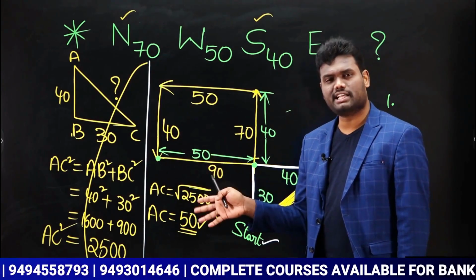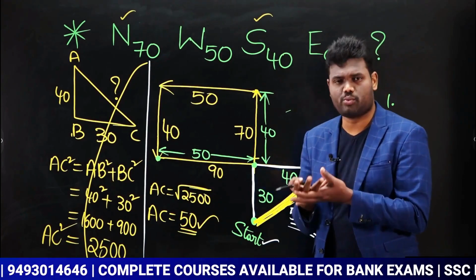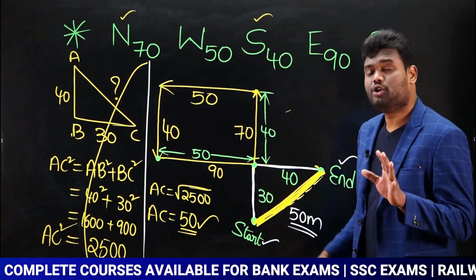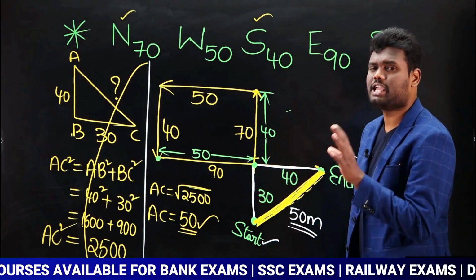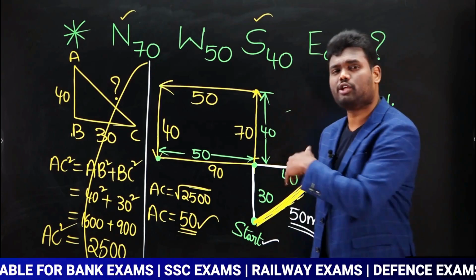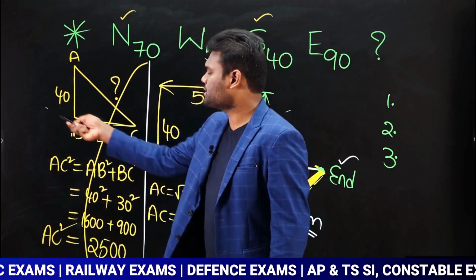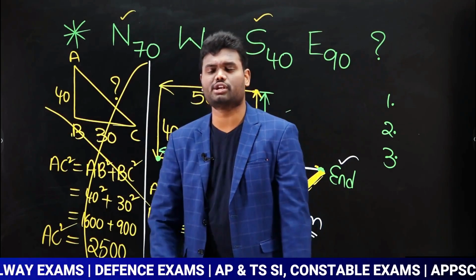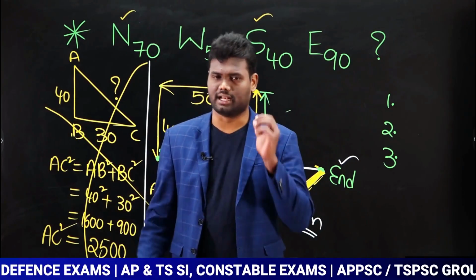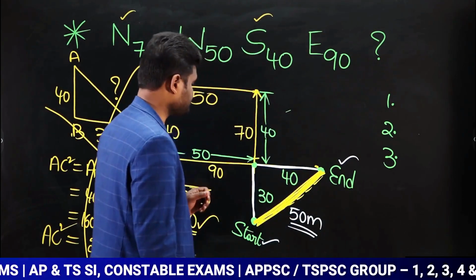If you don't know that, then obviously you have to do 40 square and 30 square, add them, and calculate the square root. If you don't know the triplet, you have to do this calculation. If you know the triplet, you can directly mark it. But from an examination point of view, you should not do this calculation. Always, you should not do this calculation. Is it clear?